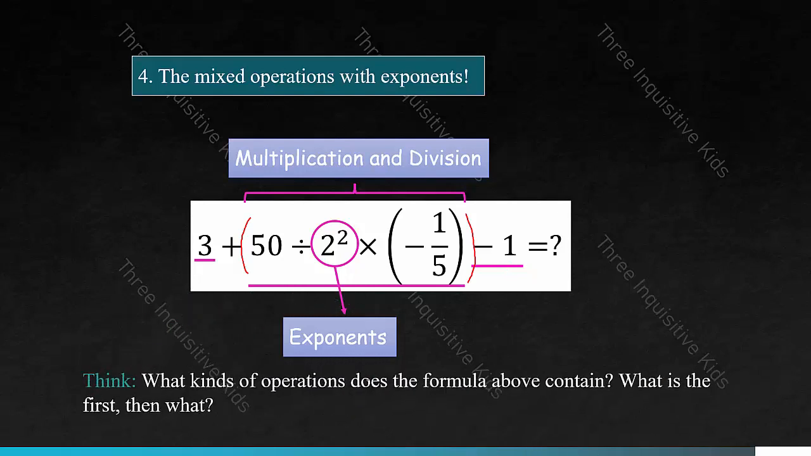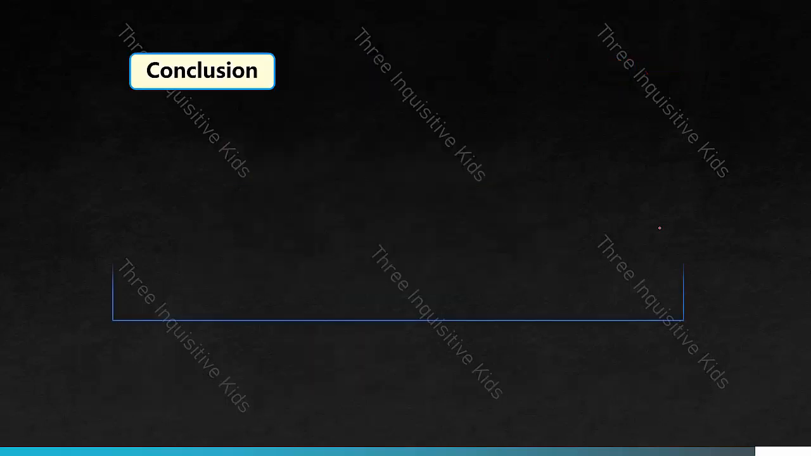What kinds of operations does the formula above contain? What is first, and then what do you calculate? So what's the order of calculating? First, we have to do the exponents. And then we can do multiplication and division. And then we can combine all the remaining terms with addition and subtraction.